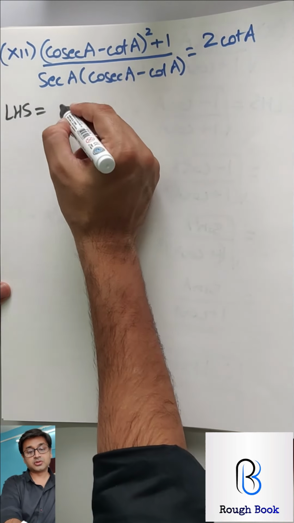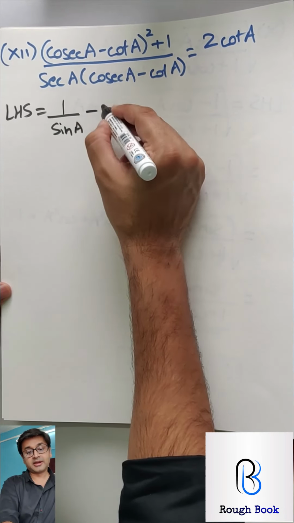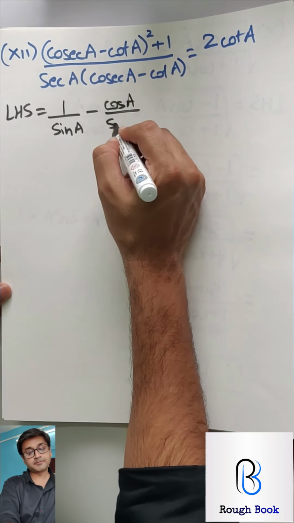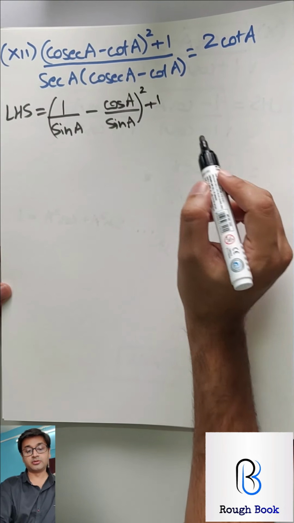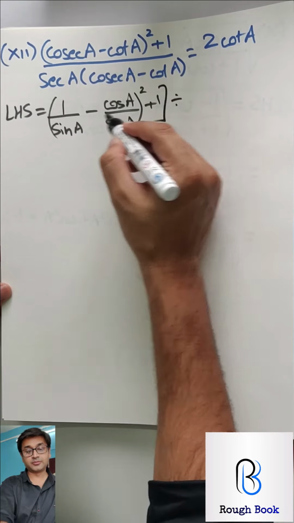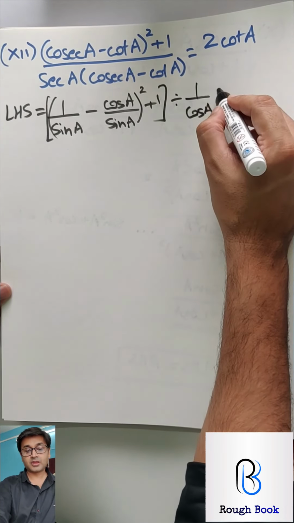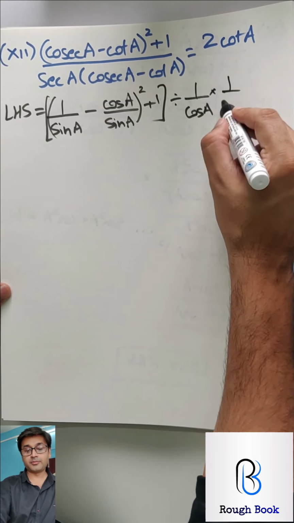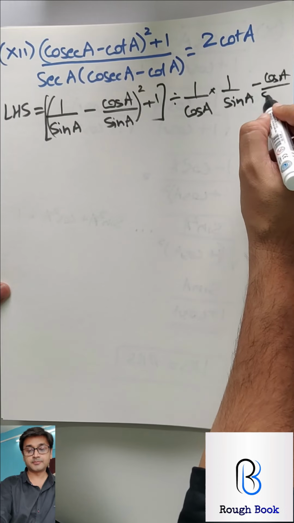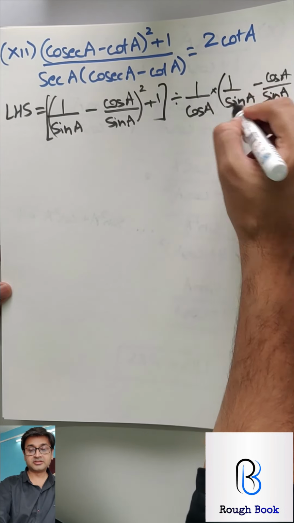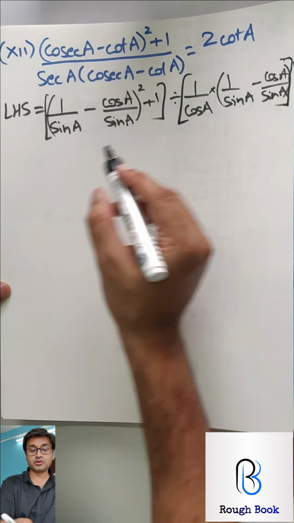So let's try it. So 1 upon sin minus cos A upon sin A plus 1, and this will be the whole square, don't forget that, divided by, so put a bigger box, sec is 1 upon cos multiplied by 1 upon sin minus cos A upon sin A. This is in one bracket and a bigger bracket for this division sign also, don't forget that.